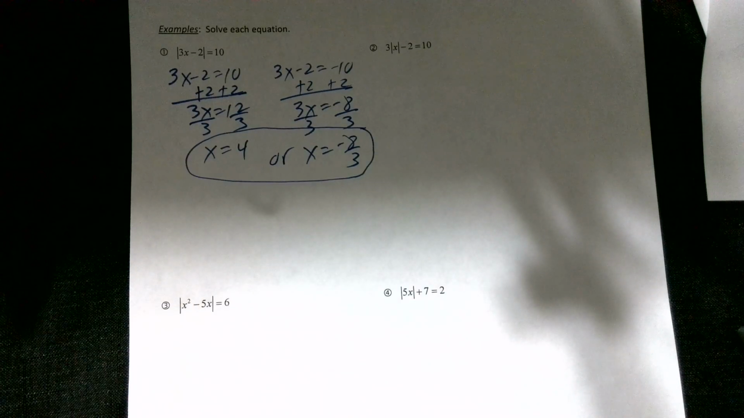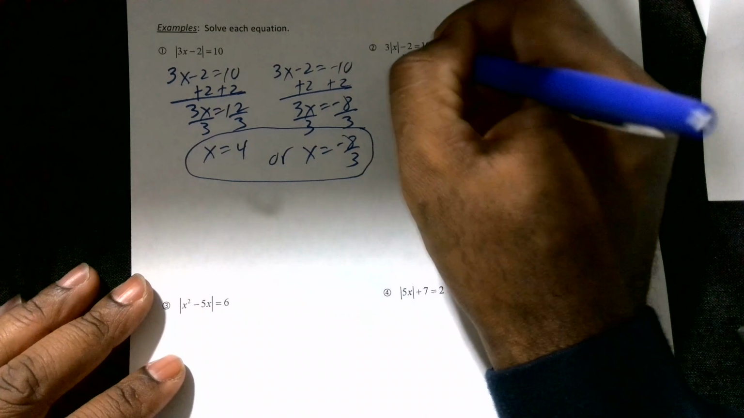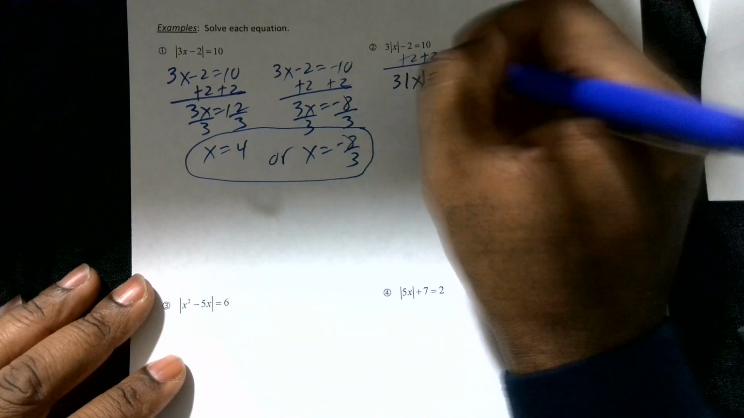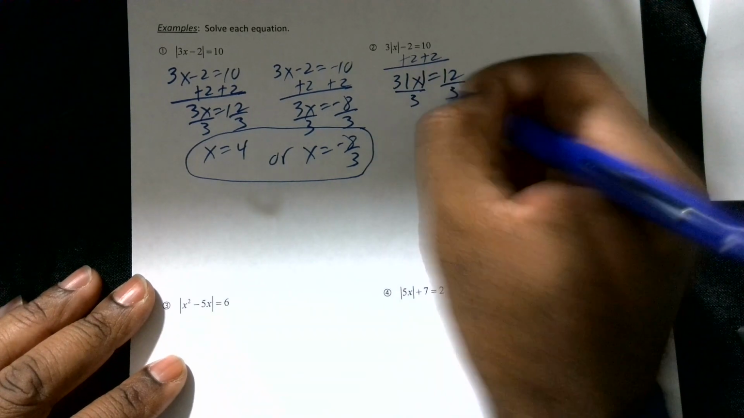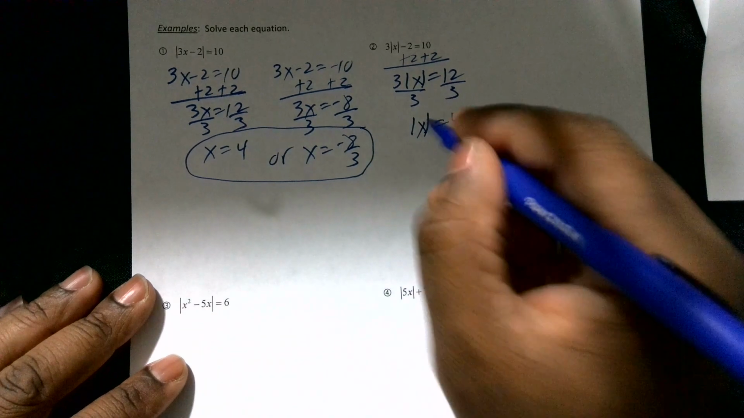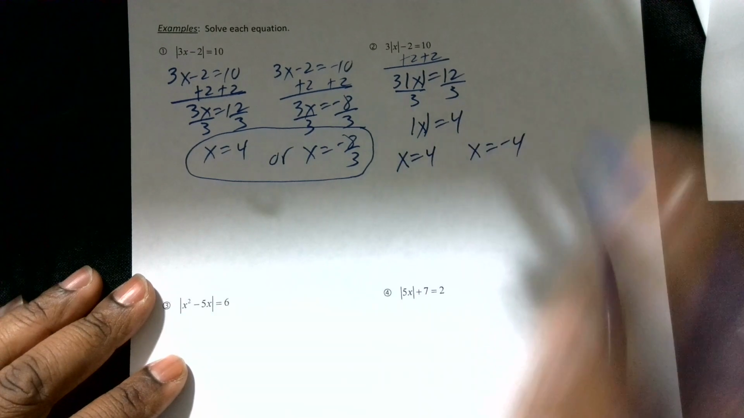Now we go here to number 2. Now, one other key factor here is we must have the absolute value on the side by itself. It would actually make it a lot easier. So what we would do is add 2 to both sides. We have 3 times the absolute value of x is equal to 12. We'll divide each side by 3, and the absolute value of x is equal to 4. Now this will become x equals 4, and x equals negative 4.